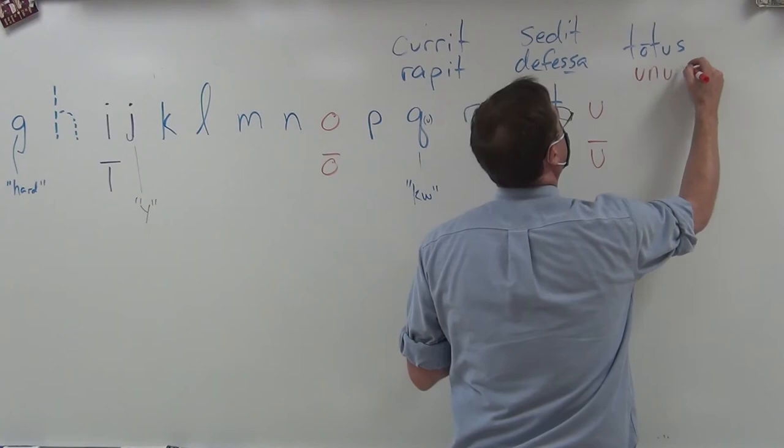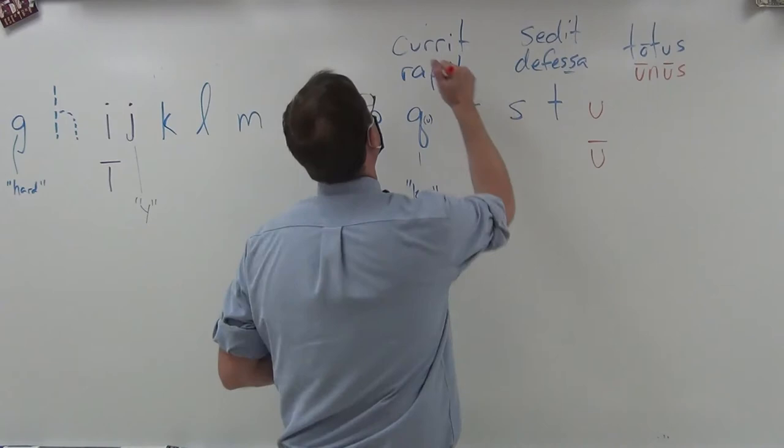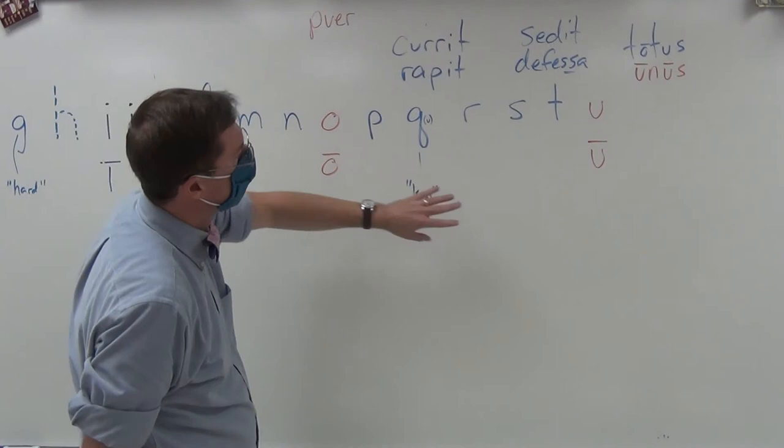Unus. Oonus. Ooh, ooh, and ooh. And we saw it over here with, of course, the words puer, puer. A's are ah, E's are ay, I's are ee, O's are oh, and U's are ooh.